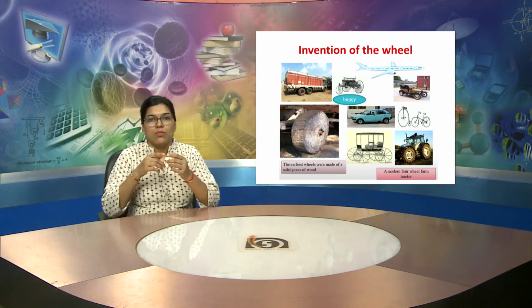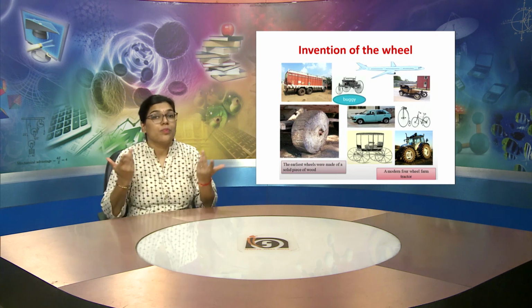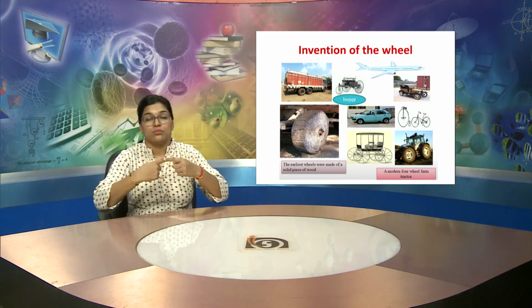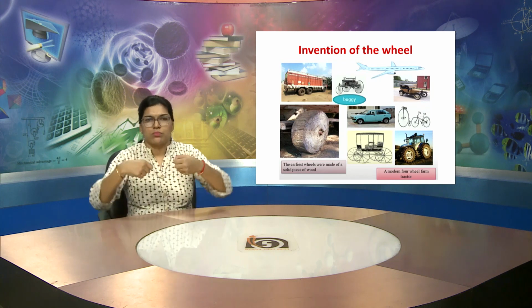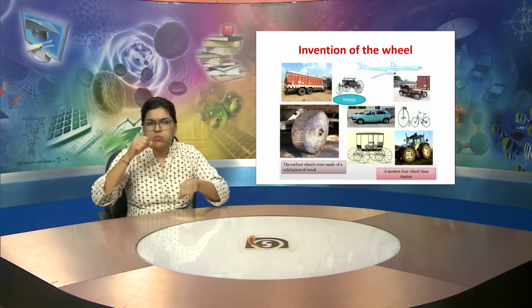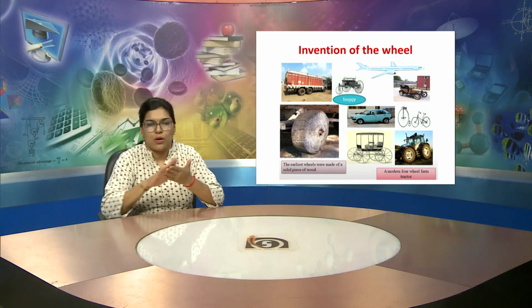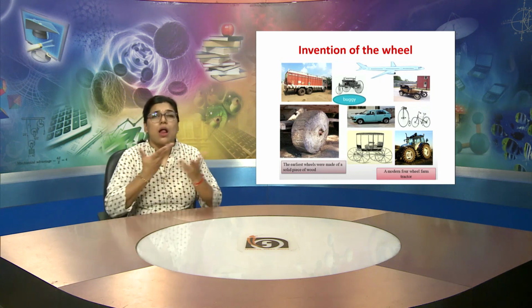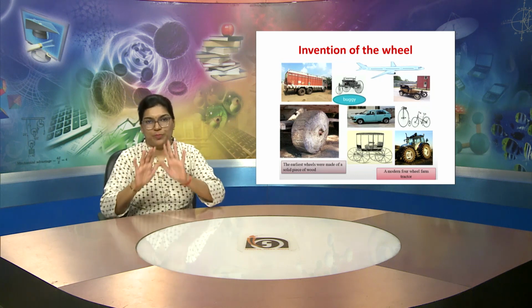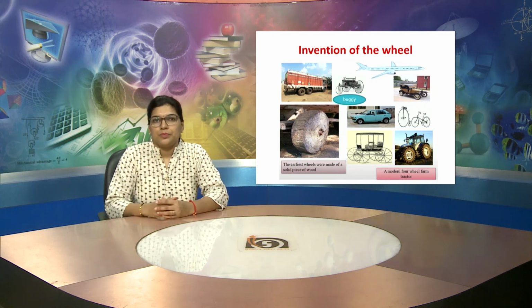Till now, we have understood about agriculture plus the domestication of animals. Now, we will be understanding the invention of the wheel. We know that wheels are used in different vehicles, scooter, bus, airplane. So, we will now understand how it was invented.